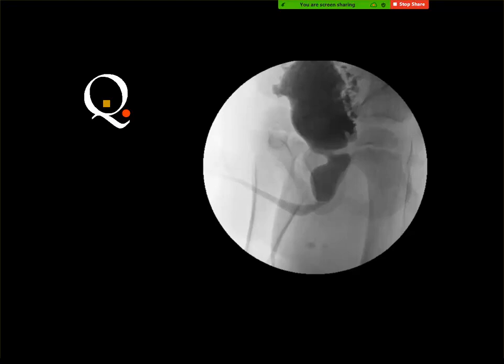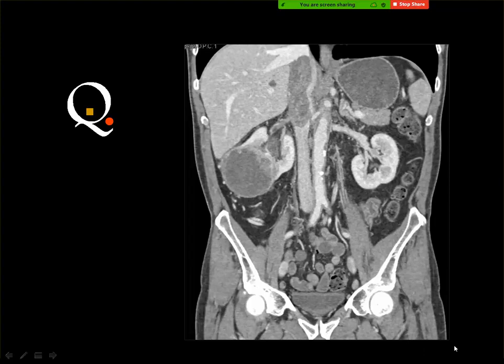Posterior valve obstruction. Bladder and diverticuli, trabeculation of the urinary bladder. Outlet obstruction with trabeculation of the bladder wall and multiple diverticuli. This is a classic appearance of the posterior valve with bladder neck obstruction or bladder outlet obstruction.